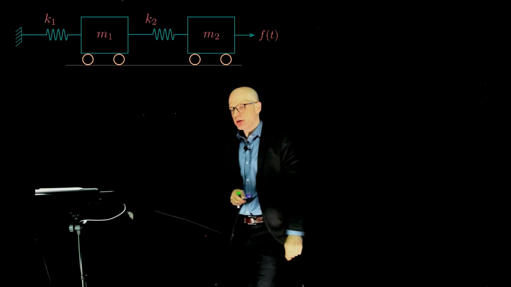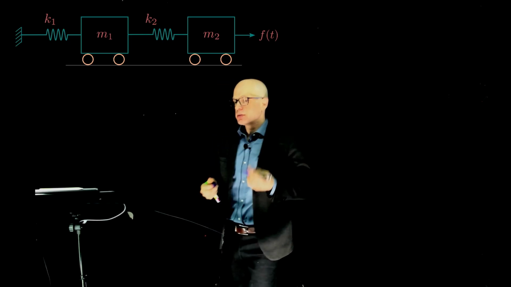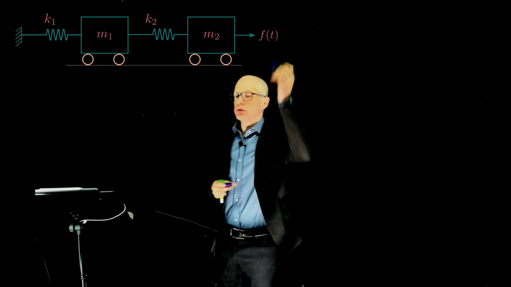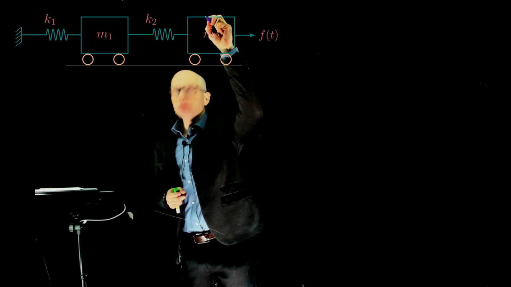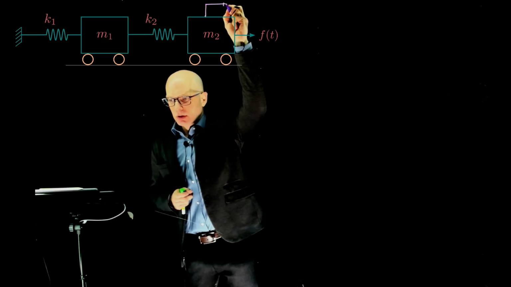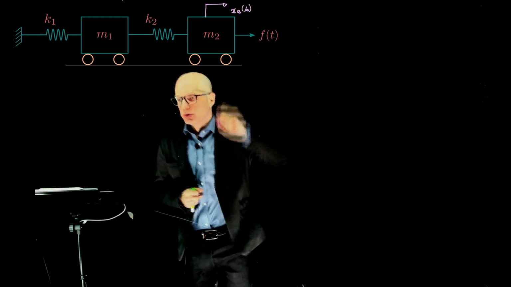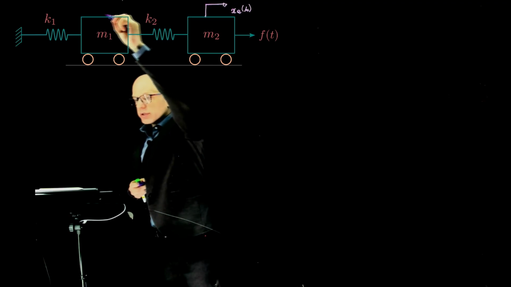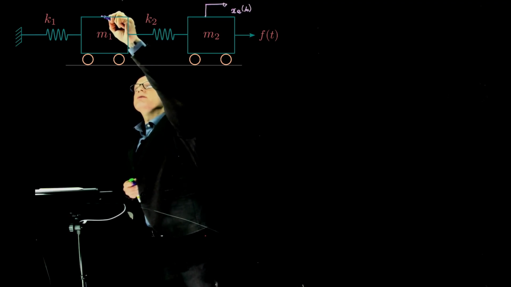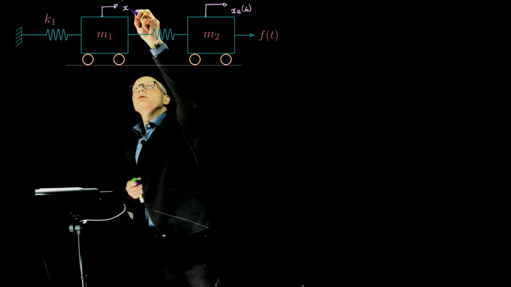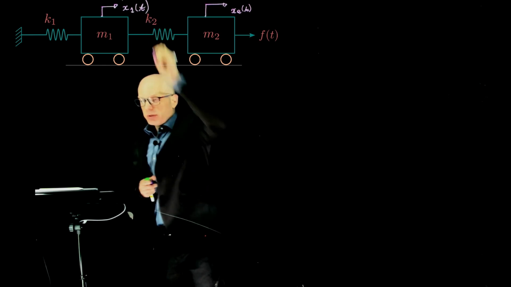If you want to find the equations of motion, we want to relate displacement or speed or acceleration to the force developed here. So let's give these masses two displacements. The first one here is x2, that's the displacement of mass 2. And let's give this mass a displacement x1 of t. That is the displacement of mass 1.